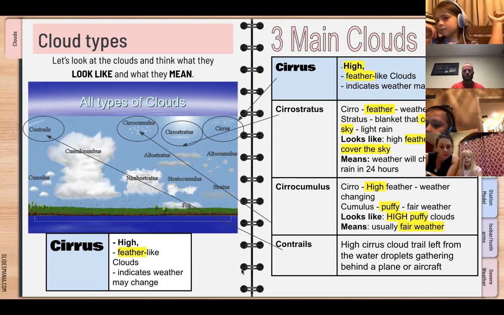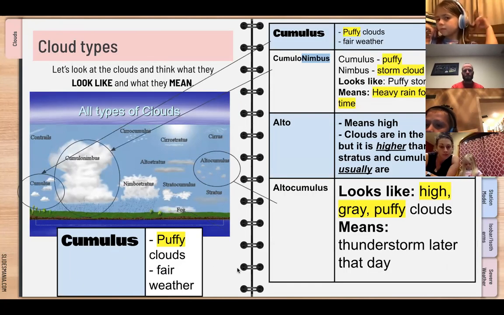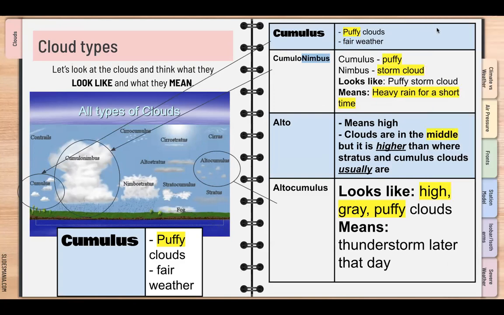All right, moving on then to the next type of cloud. We have our cumulus clouds. So again, if you take a look at your screen there, cumulus clouds are those big puffy clouds. And oftentimes when we see cumulus clouds in the sky, we know that the weather is going to be really nice, really fair weather. All right, so again, if you take a look over at the right side of your screen, we can take cumulus clouds and combine them with a couple of other types of clouds to get some different things happening in our weather.